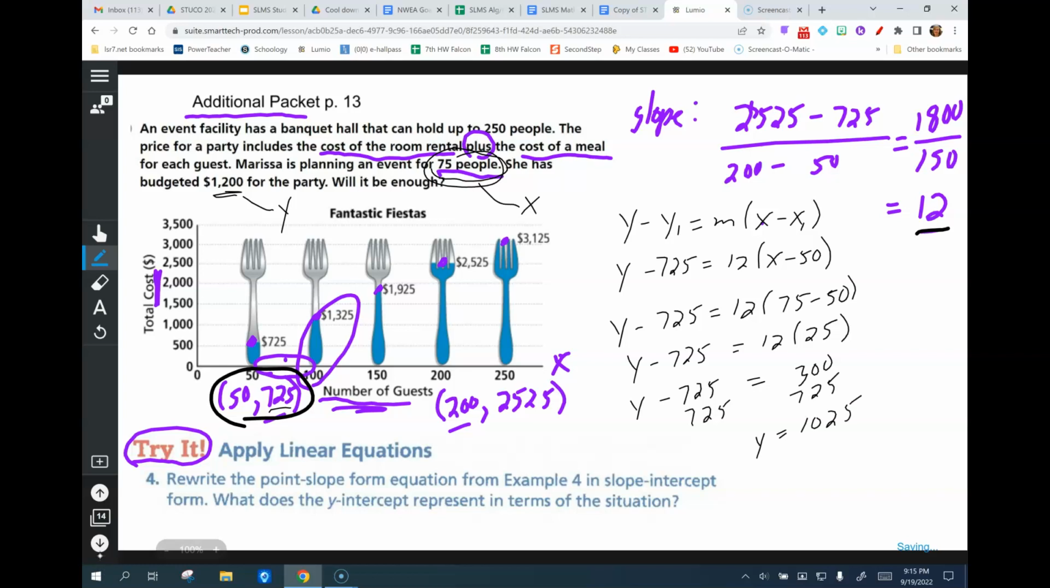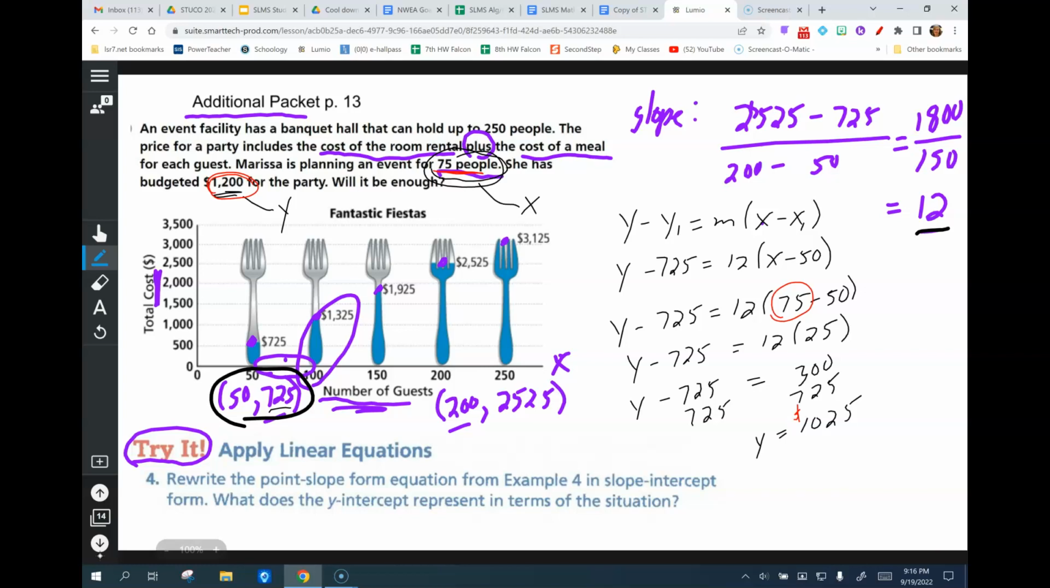Okay, so we just found out that if my x value is 75, which is what they're asking about up here, my y value would be 1,025. My cost, because cost is y, would be $1,025. If I budgeted 1,200, did I make it? Yes, you did. Good. Okay, now rewrite the point slope form equation from example 1 in slope intercept.